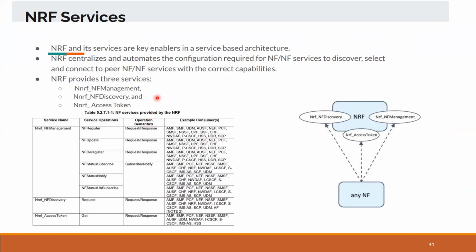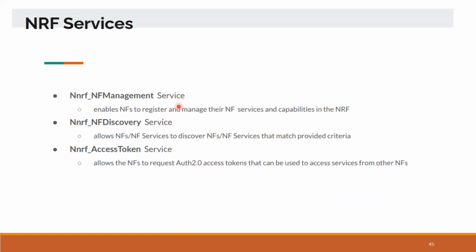NRF is basically responsible for network repository functions within the service-based architecture. It centralizes and automates the configuration, which we already saw. Discover, select, and connect to peer NFs. And 3 services: NF management, NF discovery, and access token. NF management is for registration and managing an NF and their capabilities. NF discovery is to allow the other NF to discover the service provided by a specific NF. And access token is to request the OAuth 2.0 access token that can be used to access services from other NFs.